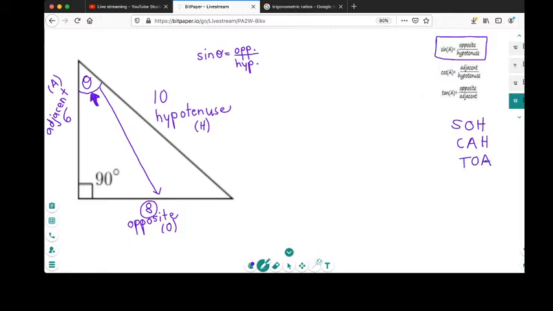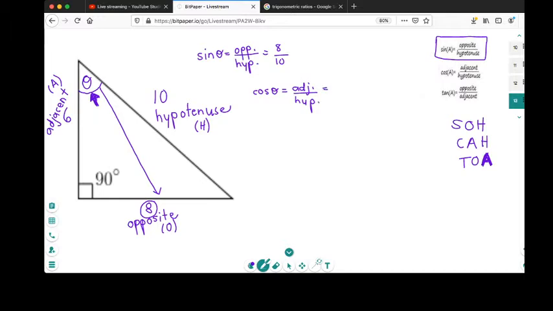Some teachers use a rhyme or something. I just find it best to memorize this word and you'll be much better off. SOHCAHTOA. Okay. So opposite over hypotenuse, which equals 8 over 10. Let's look at cosine of theta, which is equal to adjacent over the hypotenuse.